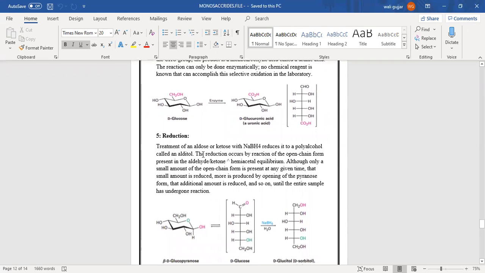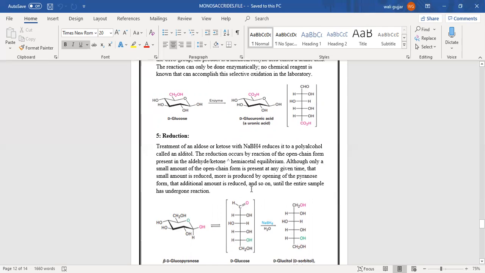Then reduction. Treatment of an aldose or ketose with sodium borohydride reduces it to a polyalcohol called an alditol. The reduction occurs by the reaction of the open-chain form present in the aldehyde-ketone hemiacetal equilibrium. Although only a small amount of the open-chain form is present at any given time, the small amount is reduced. More is produced by opening of the pyranose form.